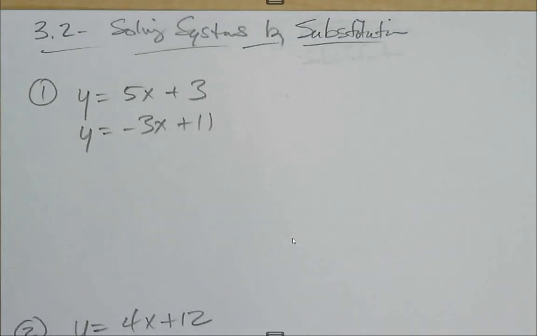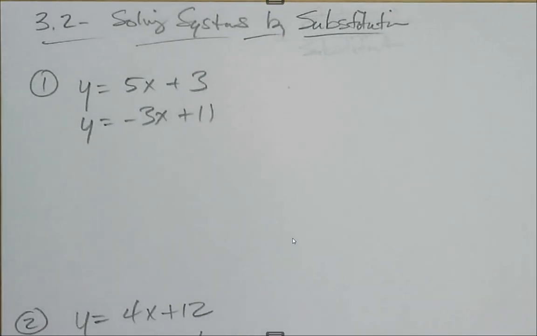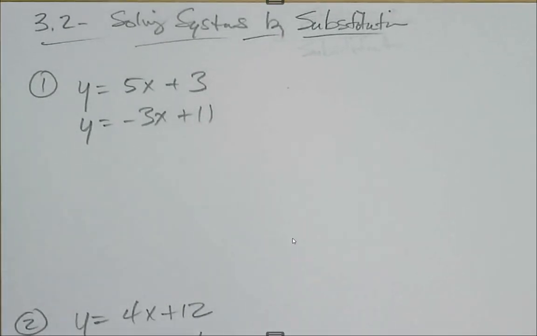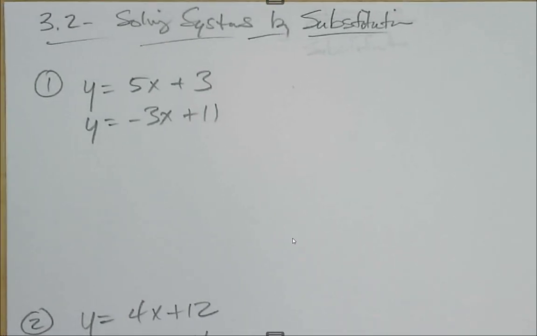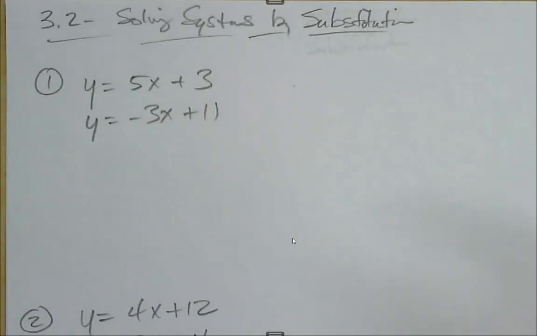All right, guys, so we're going to be moving on to 3.2, which is solving systems by substitution. And this first problem, if you look at this, you may be thinking to yourself, wait a minute, I could graph that. It's already in slope-intercept form. But I want to show you that you could actually use substitution to be able to do this.